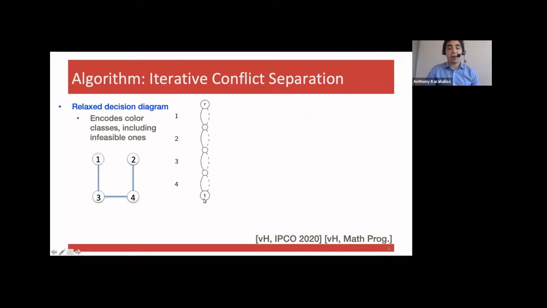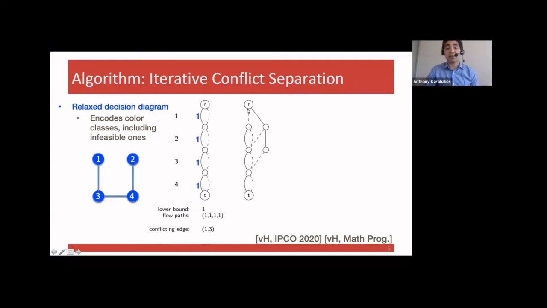The algorithm starts with a width-one relaxed decision diagram that encodes all of the feasible color classes, but also infeasible ones. So if we solve the MIP formulation from the previous slide on this graph, we will get a solution of one color class, 1, 1, 1, 1, 1, that is clearly infeasible. So we would look for a conflicting edge, like 1, 3, which should not have the same color, and we would refine the diagram to ensure that 1, 1, 1, 1, 1 is no longer a solution or an r-t path in our graph.